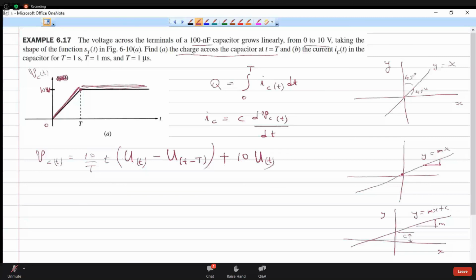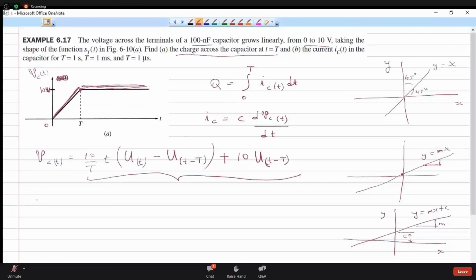Is it u of t? No, I have to delay this, right? I have to delay this because I need that unit step function from t equal to capital T only. So I delay this step function by an amount equal to capital T. Delay is done by subtracting the delay amount. Okay, so this is that voltage function. This is our VC, the voltage across the capacitor that is getting applied. So I have written the mathematical equation for this particular voltage wave.